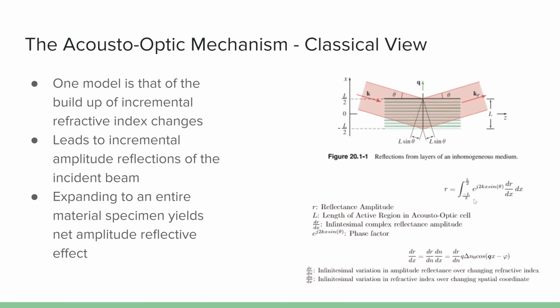Anyways, this integration is a fairly interesting one, yet fairly simple. You have a phase term taking care of this exponential right here. The integral spans across the entirety of your effective Bragg grating here, with this dr/dx term simply being the infinitesimal complex reflectance amplitude, and specifically how it varies in space. And then down here, you can see a more descriptive form of that, where again, you have the infinitesimal complex reflectance amplitude relative to your space.